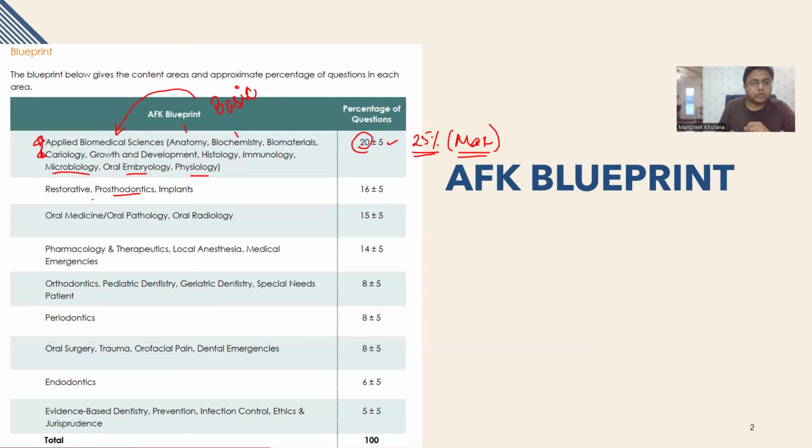Then we have prosthodontics, restorative, and implants, which is around 16% of questions. Then oral medicine, oral pathology, and oral radiology. Oral pathology is definitely very, very important. There are a lot of questions asked, and it is a very vast subject.